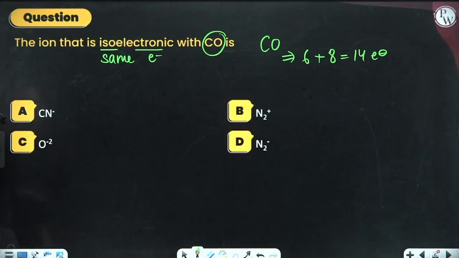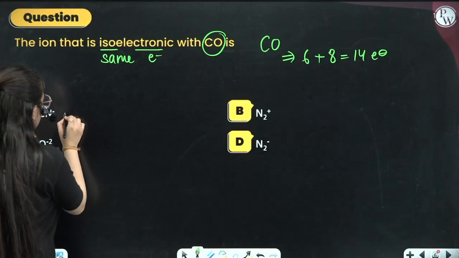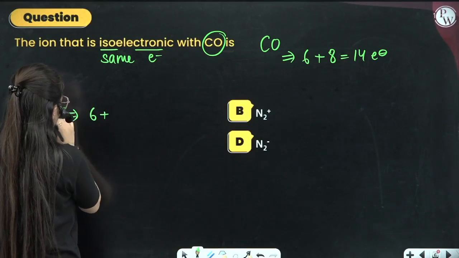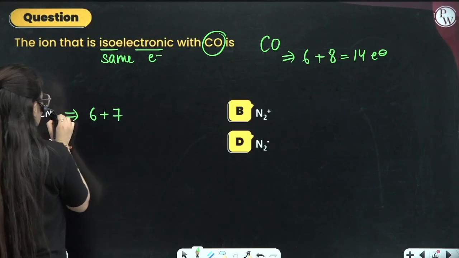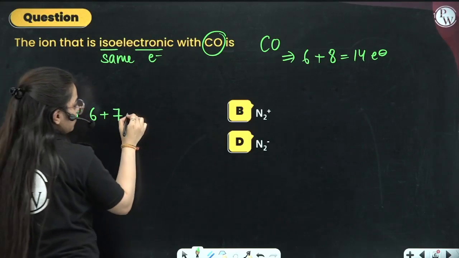In the very first option, we have been given CN negative, right? So again, carbon is there, so 6 plus, for nitrogen, atomic number is 7. But there is a minus 1 charge. If it is minus 1, we are going to add 1.